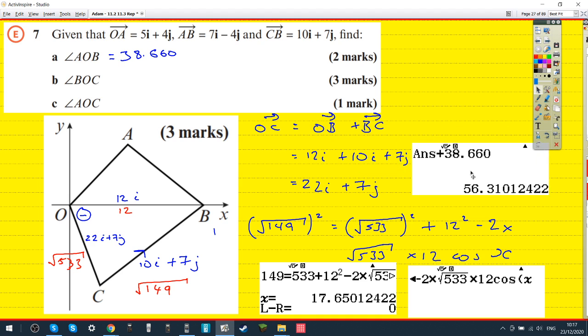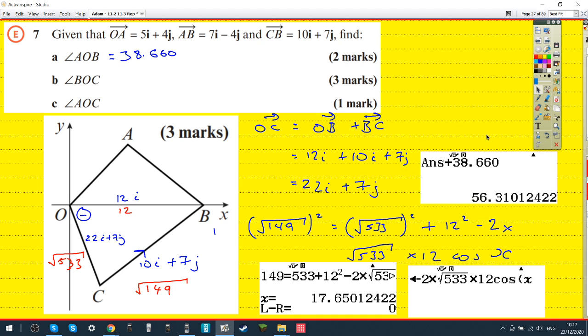Why is that? I rounded the answer for the first one to 0.7, not 0.6. So don't round it then. You can round the answer, but in the working out, just use the answer. So you could use 5 sig fig, 17.650 plus 38.660, and then it would round properly to 3 sig fig, 56.3 degrees, and then this one was 17.650 degrees.